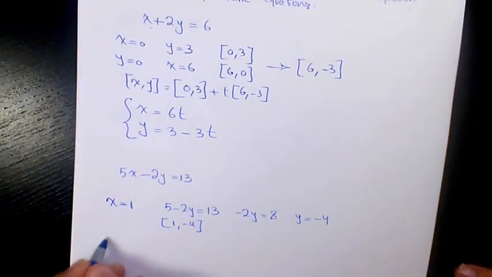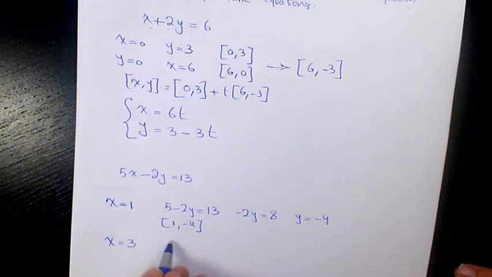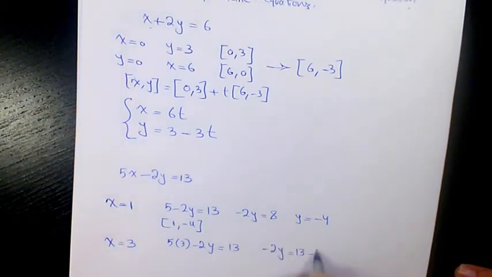Next one, if x is 3, we can have 5 times 3 minus 2y equals 13. So negative 2y equals 13 minus 15. Negative 2y equals negative 2. So y will be 1. So we have (1, -4), and the other point is (3, 1).